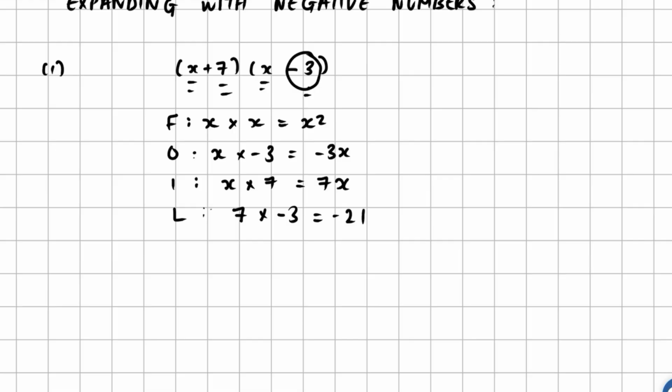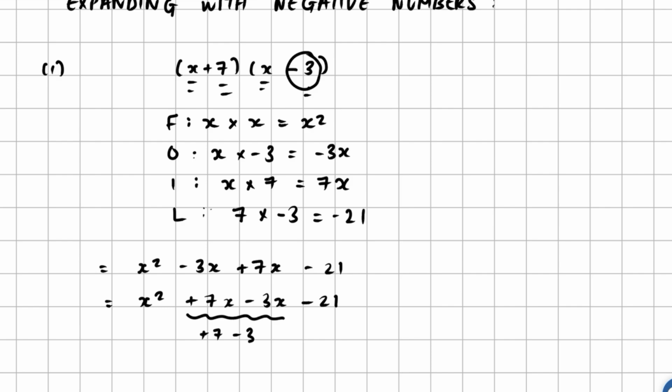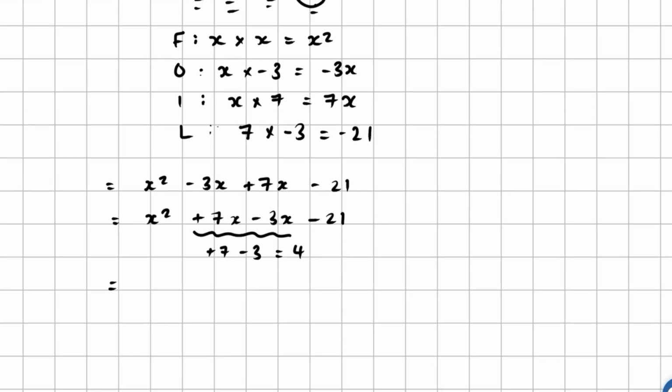Now we can write that all down here. x squared minus 3x plus 7x minus 21. Now we can keep it as this, which obviously you can do minus 3 plus 7, or even if you want to write it in an easier way, you can just rearrange the equation like this, just so it looks easier for you to figure out what we're doing here. So it's a plus 7 minus 3, which is 4. So the answer would be x squared plus 4x and then minus 21.